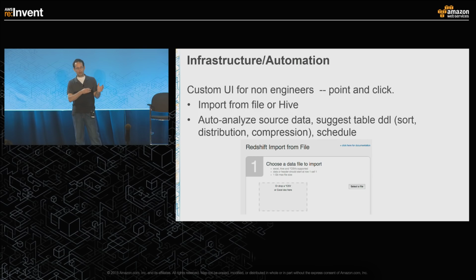Once you've handled the engineer problem and you've given them a pathway for writing custom flows, and we're at about 70 individual flows that different engineering teams have created at this point with their own independent schedules, you want to go for solutions for your data analysts, your data scientists. Give them a way to have a point-and-click UI for scheduling. So, a custom UI for non-engineers, something that allows you to import from File or Hive. And as I said, we're in the process of trying to open source these solutions. What we do in these cases is we auto-analyze the source data either from File or Hive. We suggest a table DDL, sort, distribution, and compression.